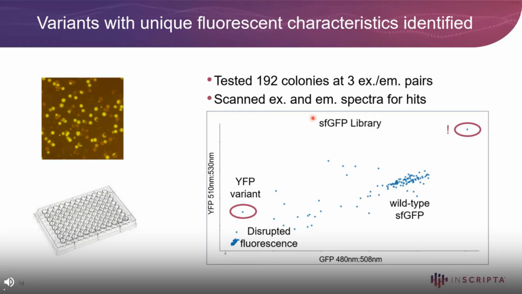So here's a look at some of the data in the GFP versus YFP signal. So you can see there's lots of them that still have the wild type GFP signal. There are many of them that were disrupted for fluorescence, so those were not tolerated mutations, so that's not surprising. There was one hit that seemed to have a significant improvement in fluorescence signal in the GFP axis, and then there's also a YFP variant that was also identified.